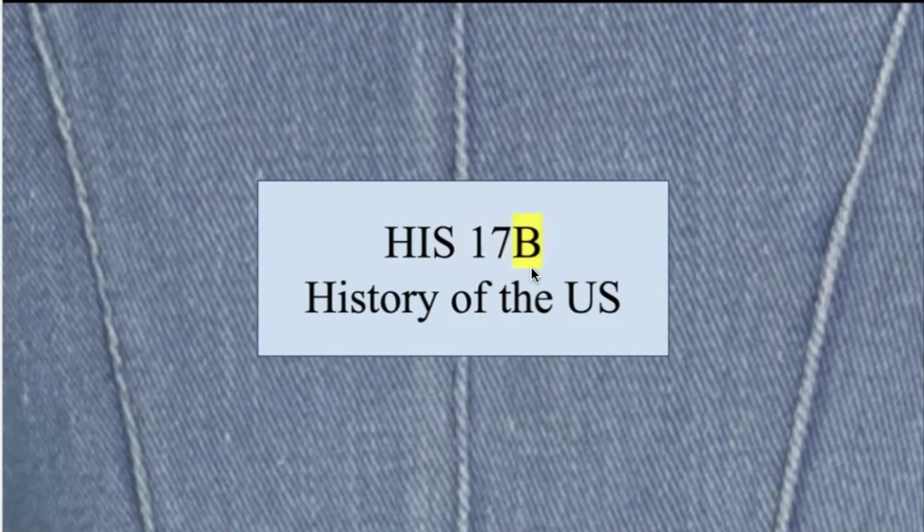The B after the HIS 17 suggests that there is more than one class called HIS 17. Otherwise, why take up space with an extra letter? And that is indeed the case. There is a 17A, and in the past, at some point before I came here, there was a 17C. Now there's only A and B.